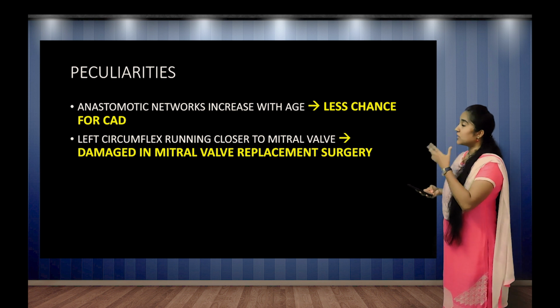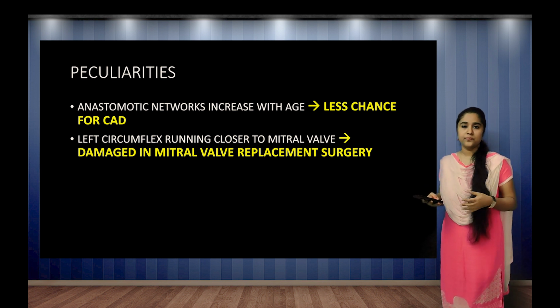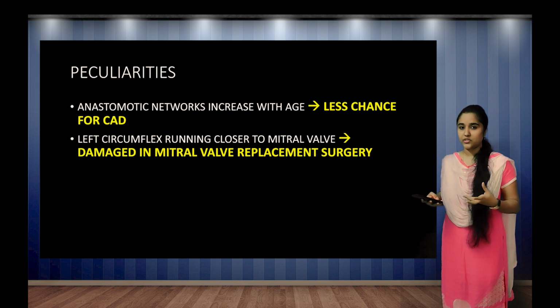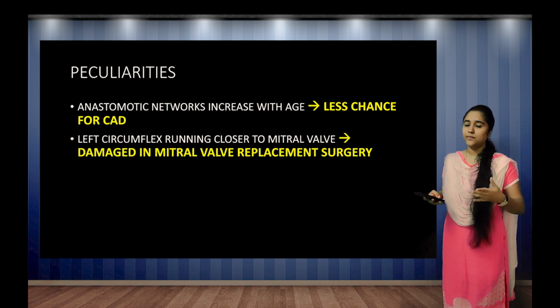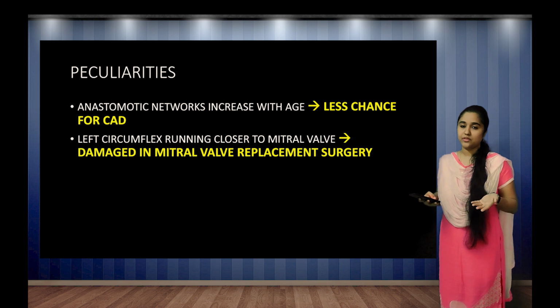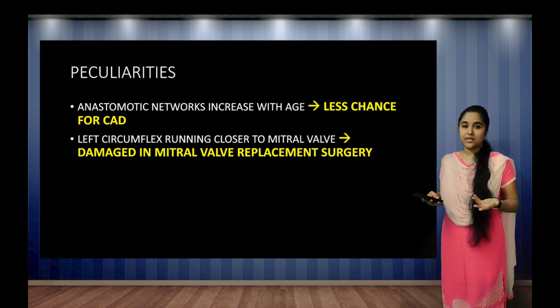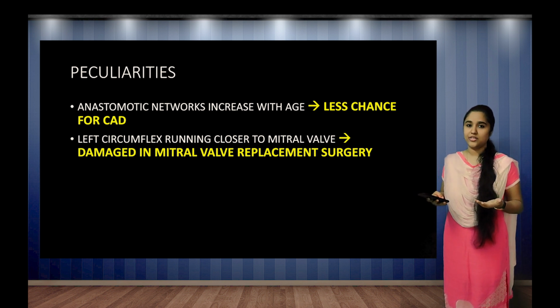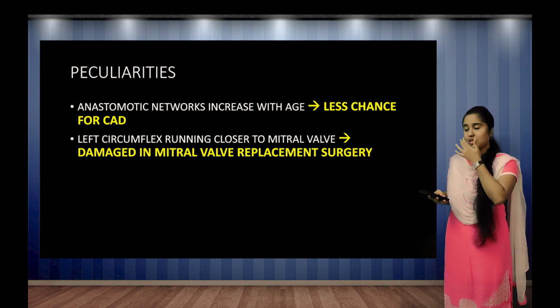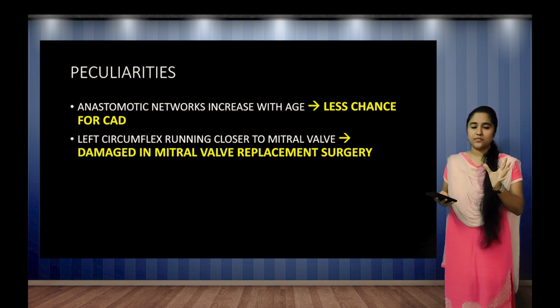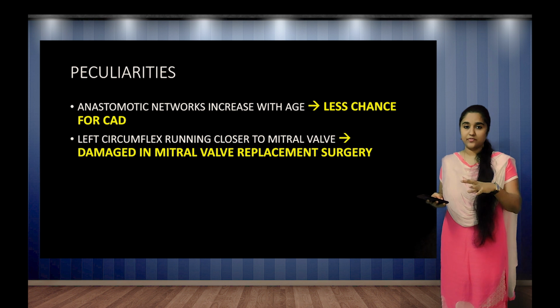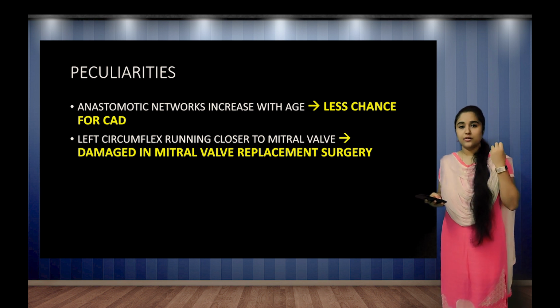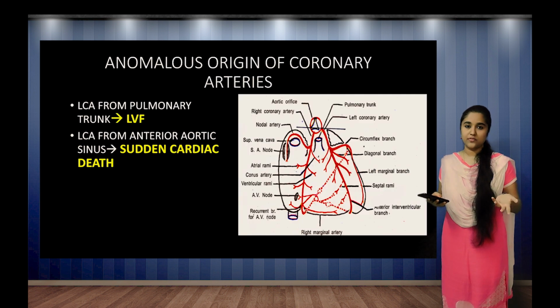Now we will see some of the peculiarities of these vessels. Now, anastomotic networks are said to increase with age. That means as you grow older, the anastomotic networks get increased. So that means there is less chance for coronary artery disease in old age. Now, you also know that the left circumflex runs near to the mitral valve. So, in case of any mitral valve replacement surgery, there is more chance of injury to the left circumflex artery.